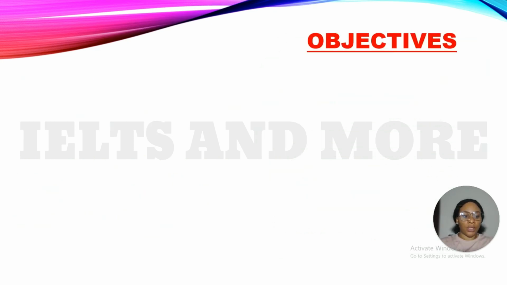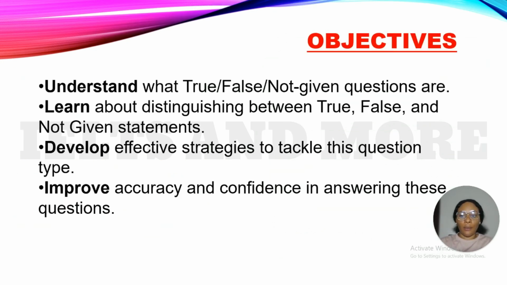So what are our objectives for today? I'm hoping that you'd understand what true, false, not given questions are, that you'd learn how to distinguish between true, false, and not given statements. I'm hoping that you develop effective strategies to tackle this question type and improve your accuracy and confidence in answering these questions. Okay?